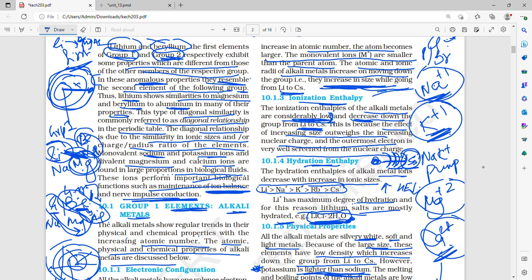Monovalent sodium ion Na plus and potassium ion K plus, as well as divalent calcium ion Ca2 plus and magnesium ion Mg2 plus, are very important and are found in large proportions in our biological fluids. These ions perform very important biological functions such as maintenance of ion balance and nerve impulse conduction.